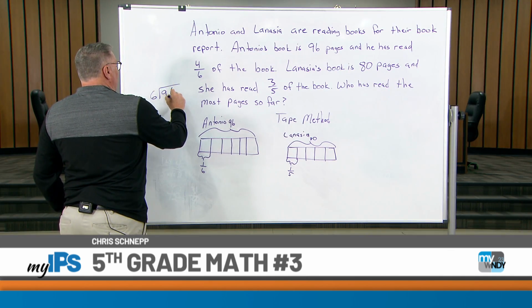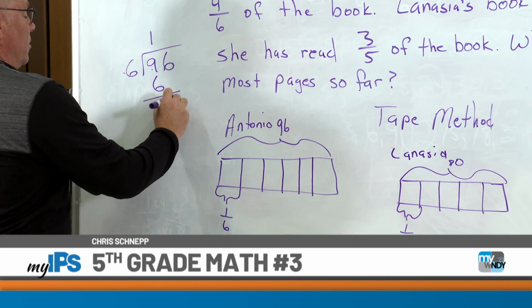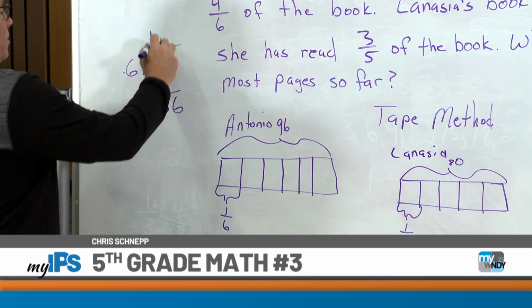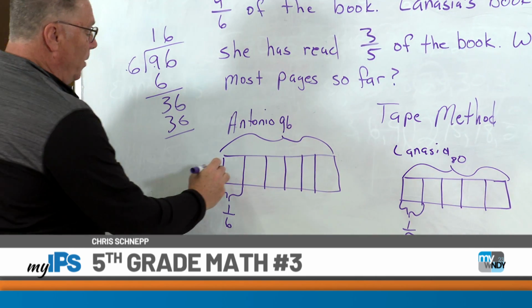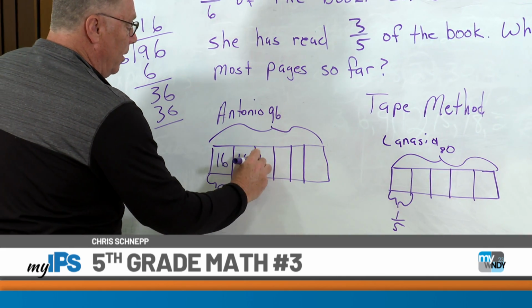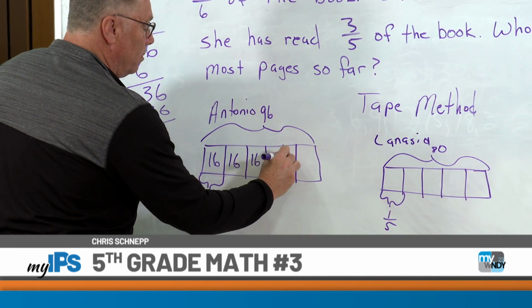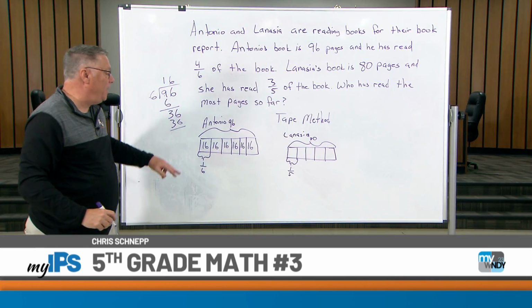So 96 divided by 6: 6 goes into 9 one time. That's 6, that leaves 3, bring down the 6. 6 goes into 36 six times. So if 1/6 is 16 pages, we're going to put 16 in every one of these boxes. So every 6th of the book is 16 pages.